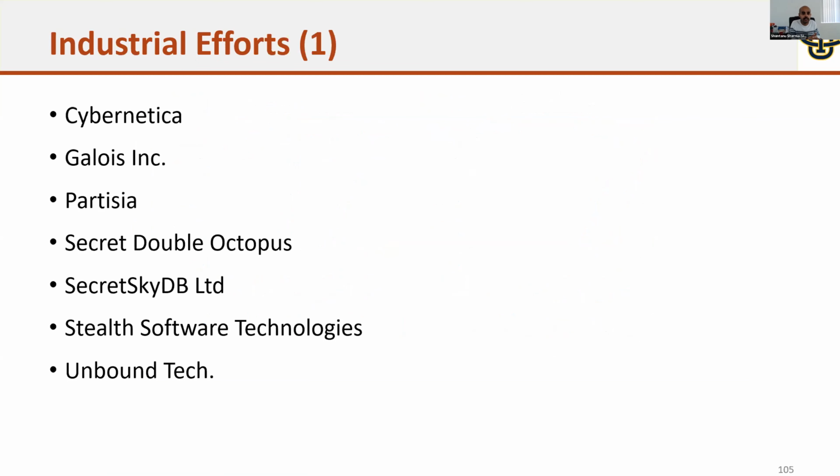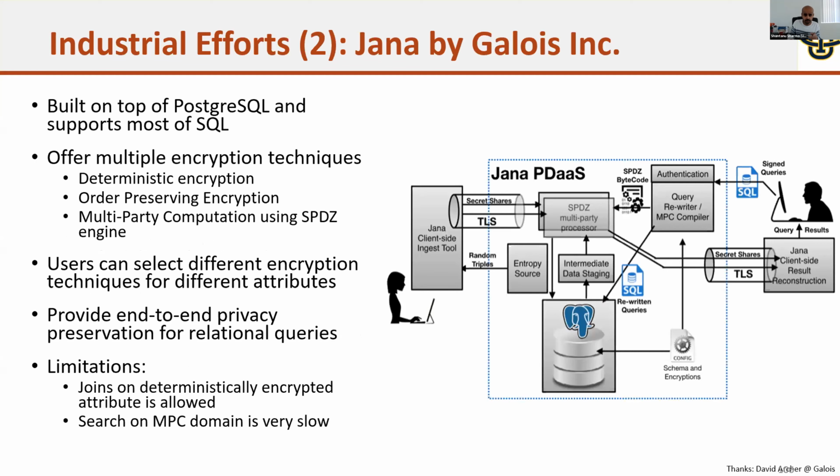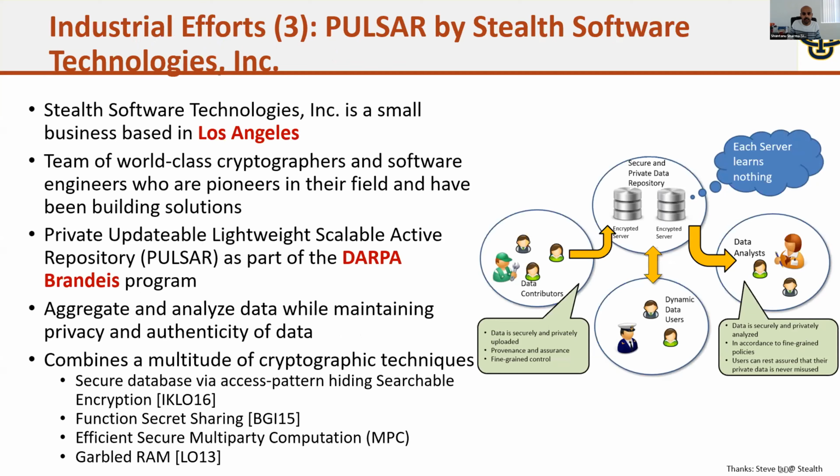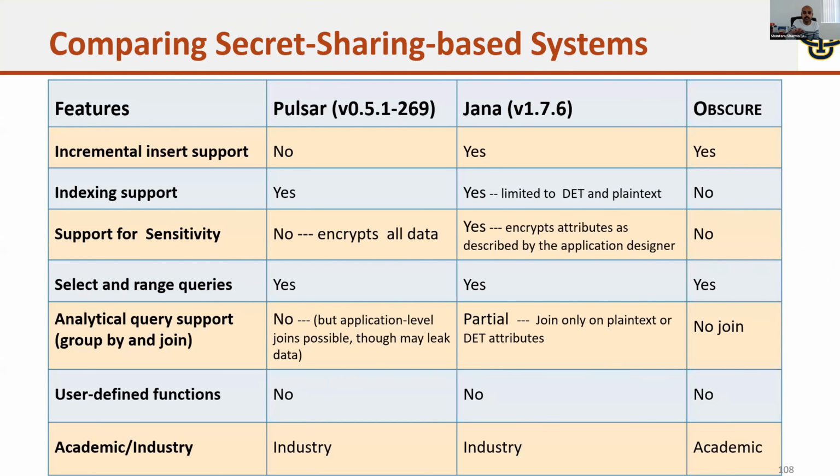Now there are some industrial systems also, by different companies. They are working on designing either an MPC system or a system that does not require communication among the servers. So these are the names. Because of the time limitation, I have slides but I am not going into the details of some of these systems: Jana by Galois, and Pulsar, an LA-based startup company. And this is a comparison of how we can compare different techniques, secret sharing based techniques as compared to MPC based techniques.